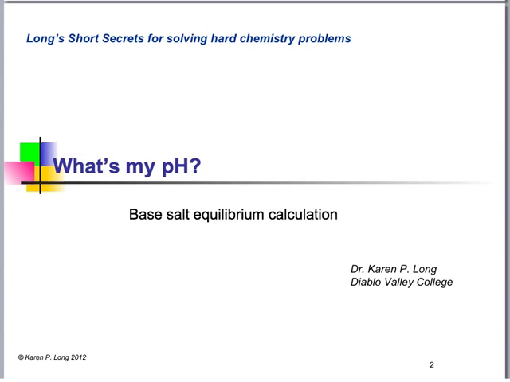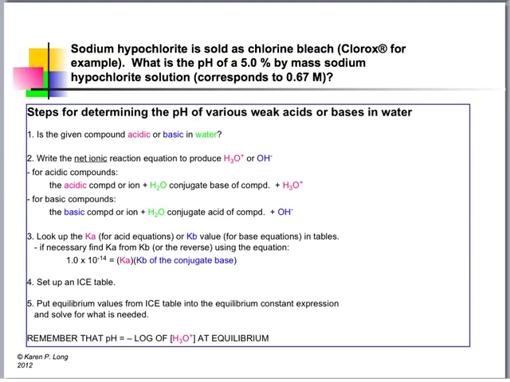Here is an example of the pH calculation of a solution of a salt that is basic. The problem at the top of the page involves finding the pH of a solution of sodium hypochlorite, a compound that is found in chlorine bleach. We'll look at the steps as we go through the problem.